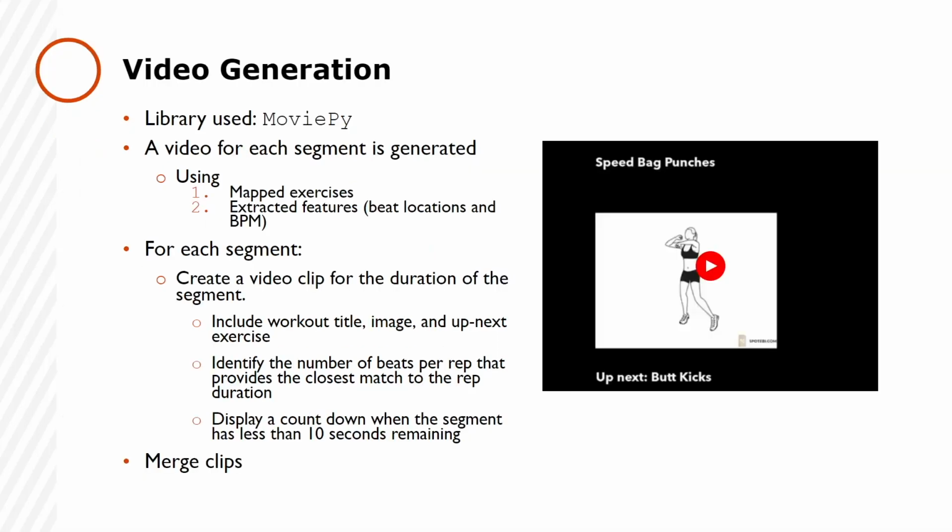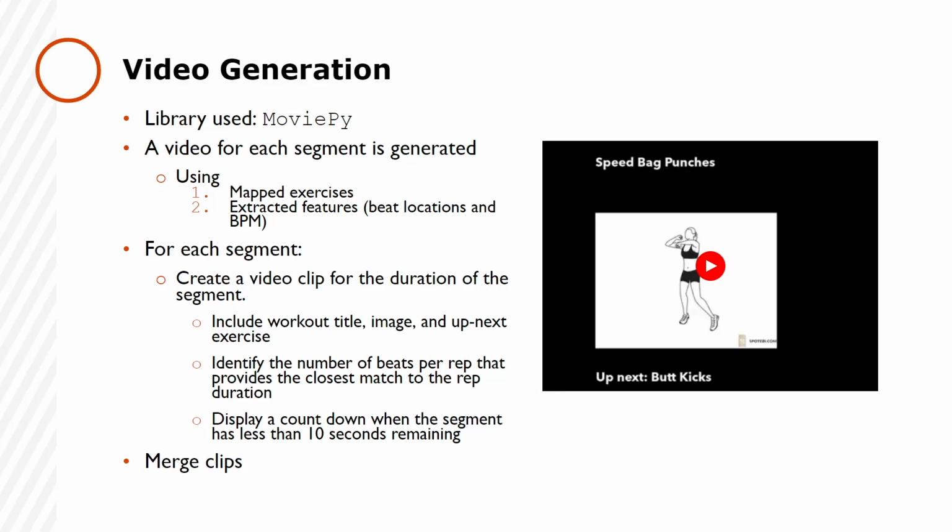Once we have mapped all the exercises to the segments, we then generate the video. We use a Python library called MoviePy. So for each segment of the song, we generate a video clip. This video clip includes a title, an image, and an up next exercise. We identify the number of beats per rep that provides the closest match to the rep duration.